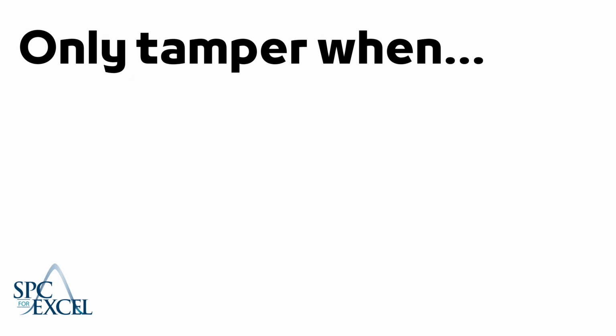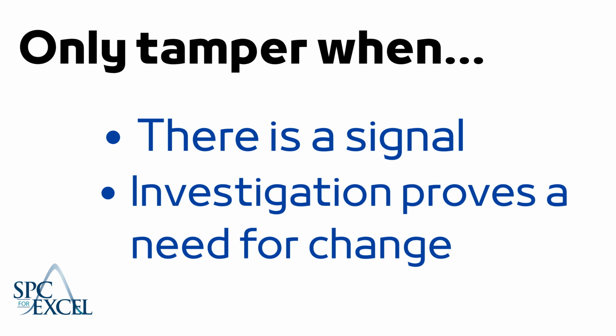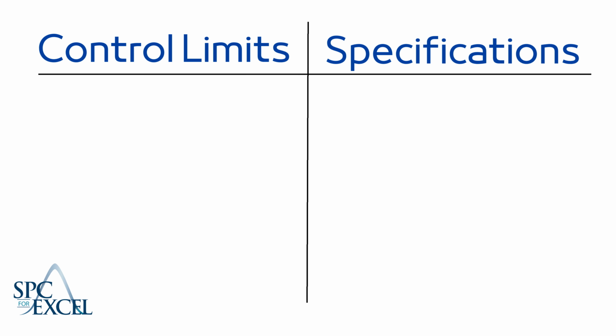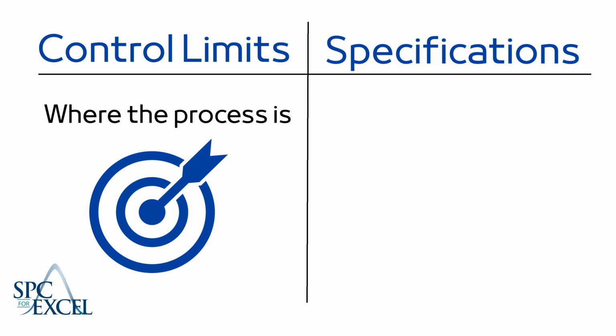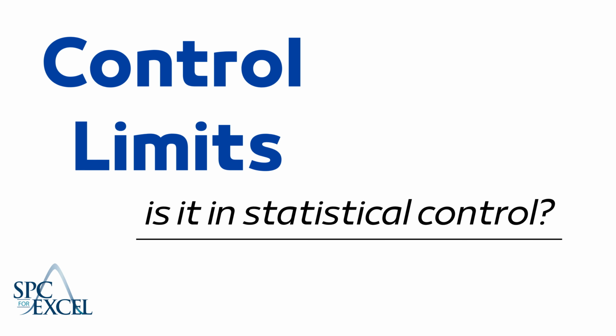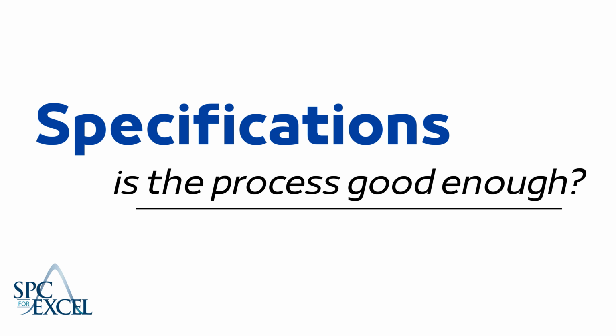Avoid tampering. Only adjust the process if your control chart shows a signal and your investigation shows that you need to adjust the process. Now let's talk about specifications and control limits. Specifications are not control limits. Control limits show where the process is at, while specifications show what customers or management want. Control limits and specifications answer two different questions. Control limits tell you if your process is in statistical control. Specifications answer if the process is good enough.